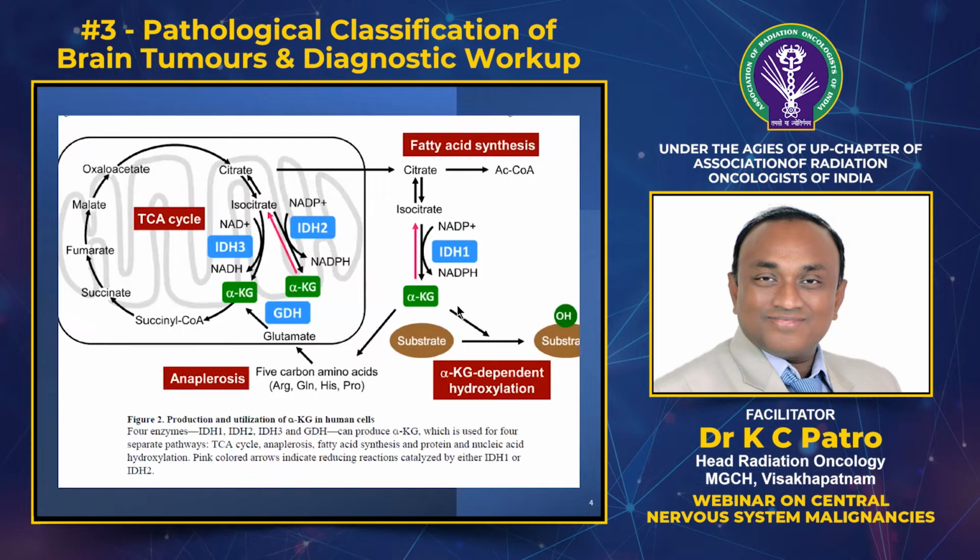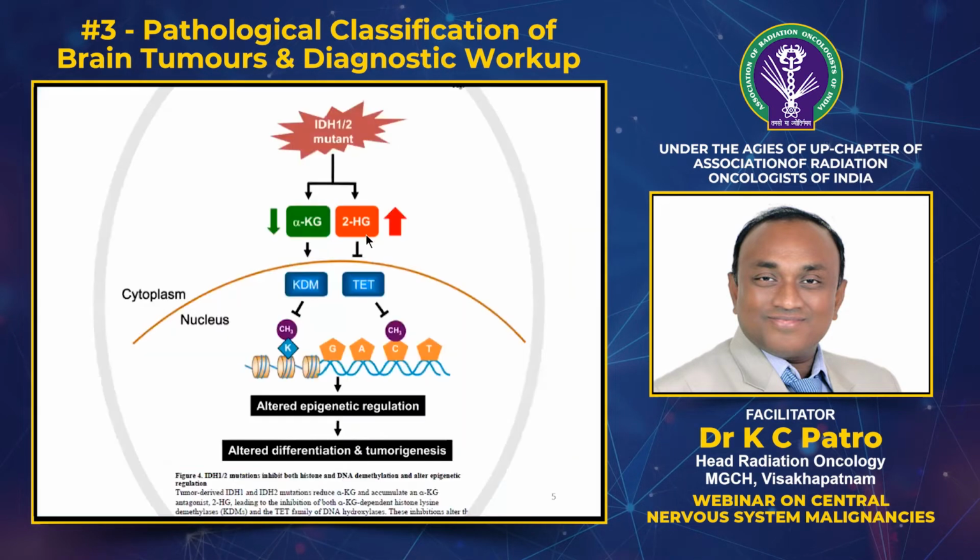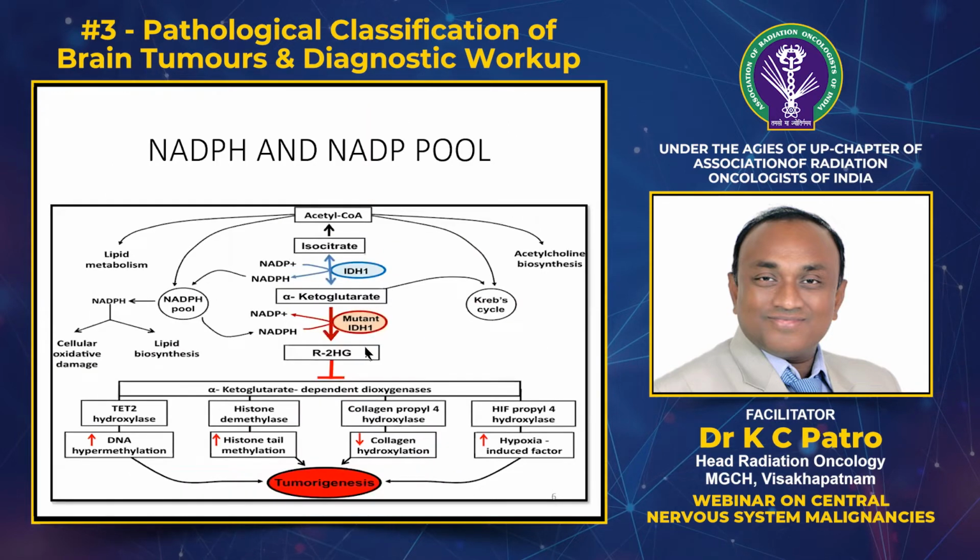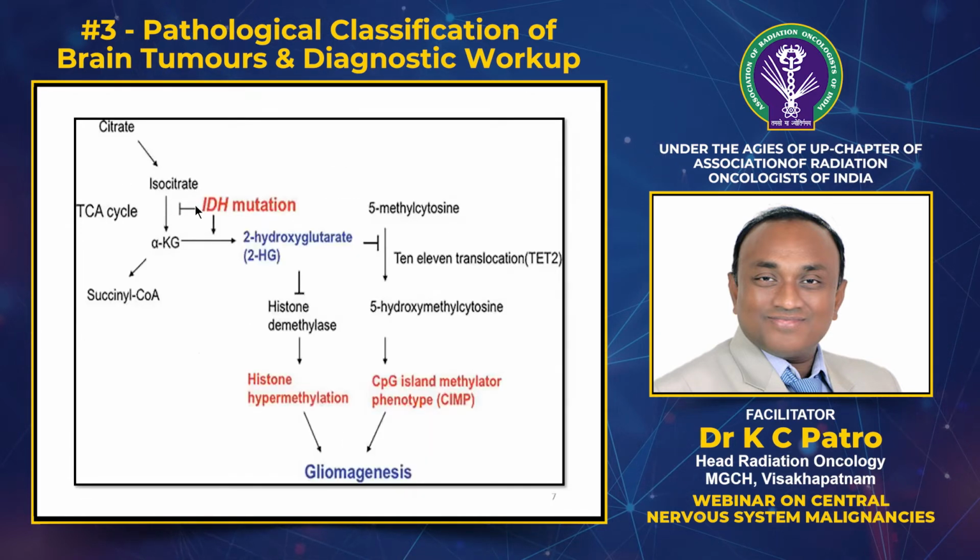But when there is tumorigenesis, if there is a problem, it produces 2-hydroxyglutarate. This 2-hydroxyglutarate mostly leads to tumorigenesis in the cell, and the alpha ketoglutarate dependent dioxygenase enzyme is dependent on alpha ketoglutarate. If mutant IDH1 is present here, this will inhibit the normal pathway. If there is an IDH mutation, this 2-hydroxyglutarate drives the gliomagenesis pathway. So this is the main mechanism of IDH mutation.